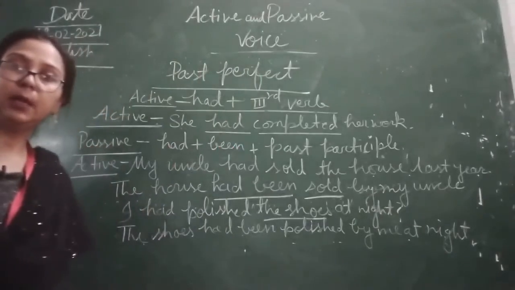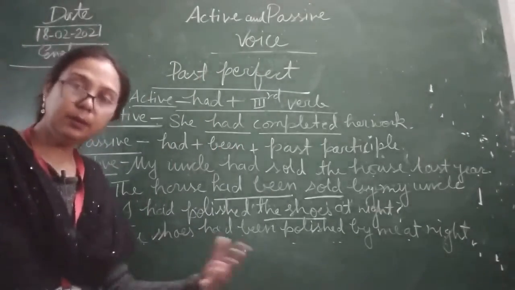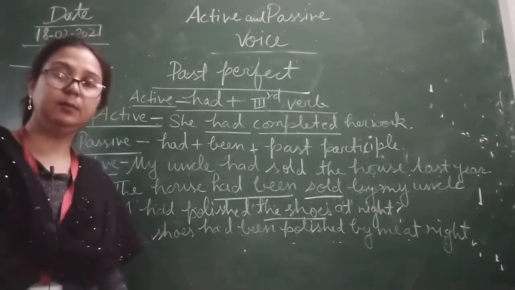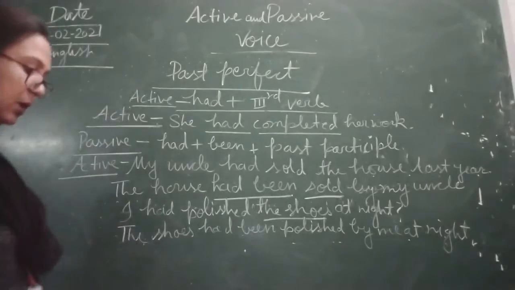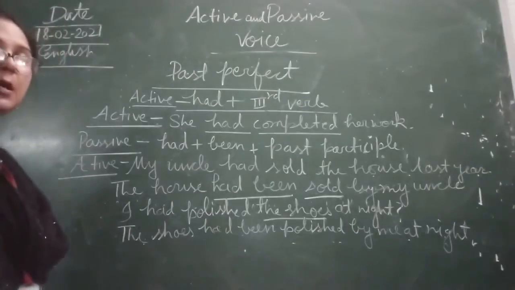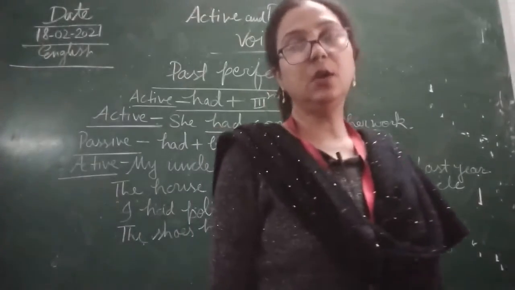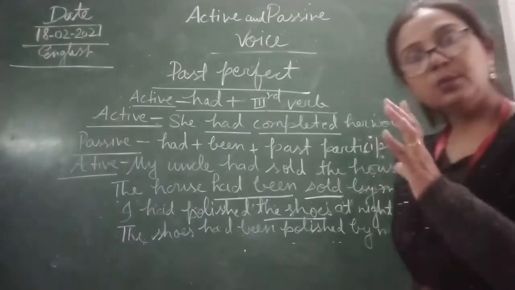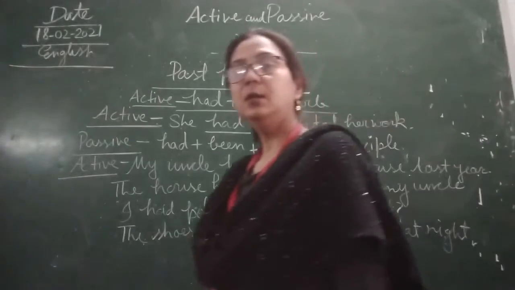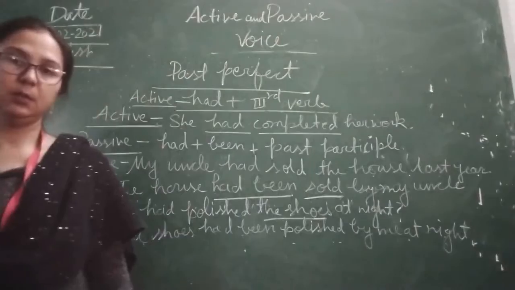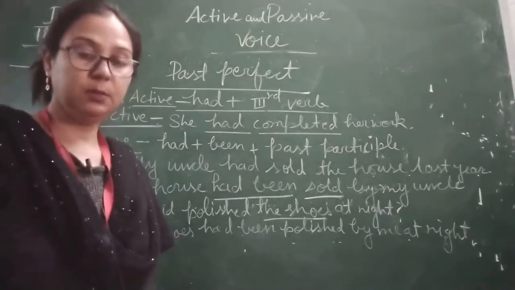Simple? Clear? Okay, children? Now we are moving to the next topic. I hope it is clear. Past perfect tense is done. Now we are moving to the future, because in past perfect continuous tense passive voice we are not supposed to make. So I am going to start simple future tense, how to make active to passive voice.